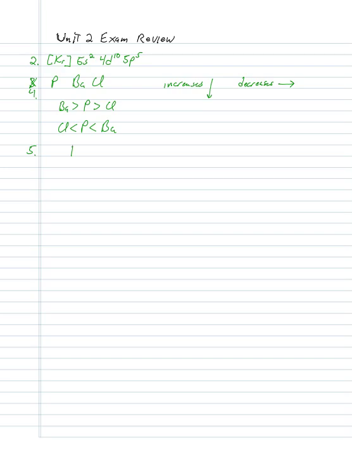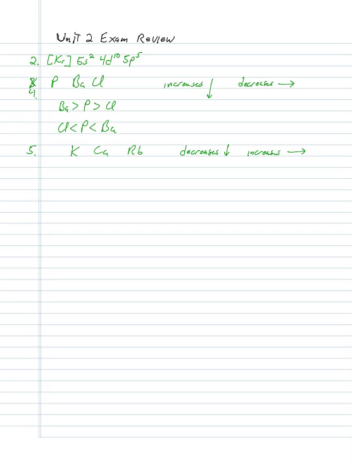So we have potassium, calcium, and rubidium. Remember, ionization energy has just the opposite trend of atomic radius. So it decreases as you go down the periodic table and increases as you go from left to right. Okay, so let's compare some of these.